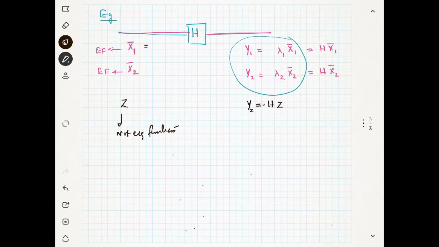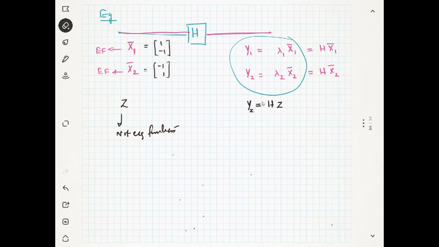Let's say this is something like 1 and minus 1. Let's say this is something like minus 1 and minus 1. Okay, these are all two. Let's say this is minus 1 and plus 1. These are all two eigenfunctions of the system.